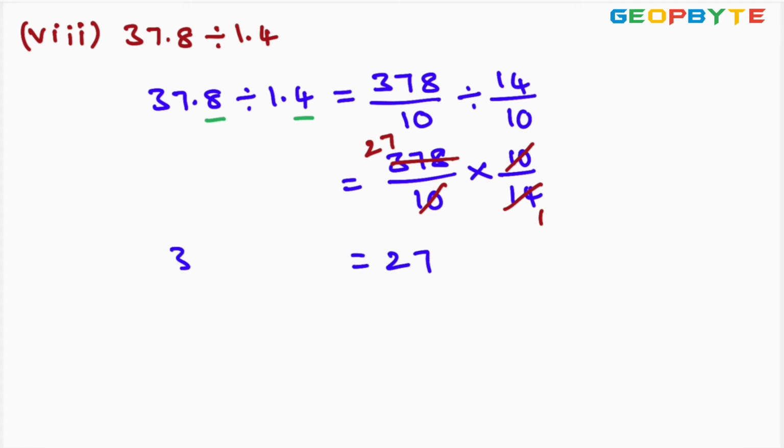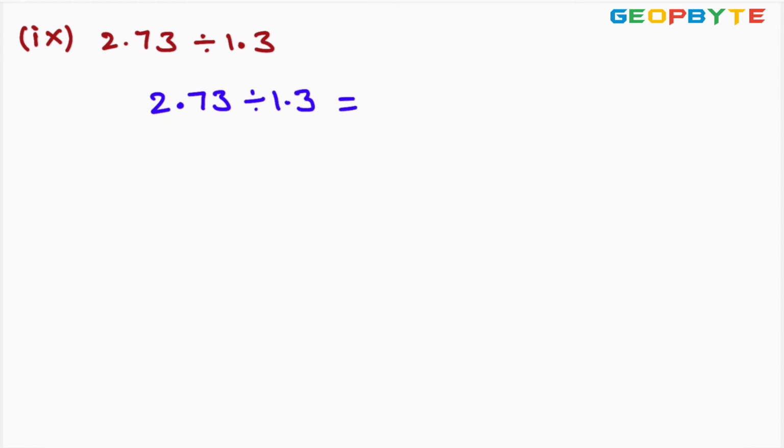So the result of 37.8 divided by 1.4 is 27. Ninth one, 2.73 divided by 1.3. We have 2.73 divided by 1.3, which is equal to, in the first number after the decimal point we have two digits.